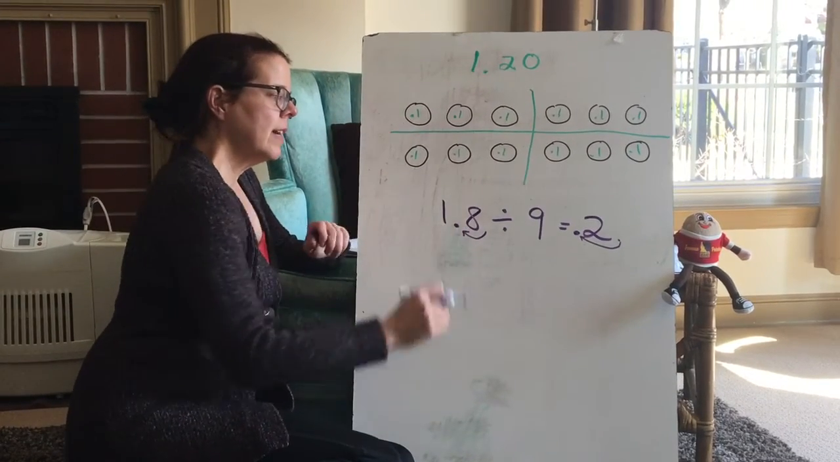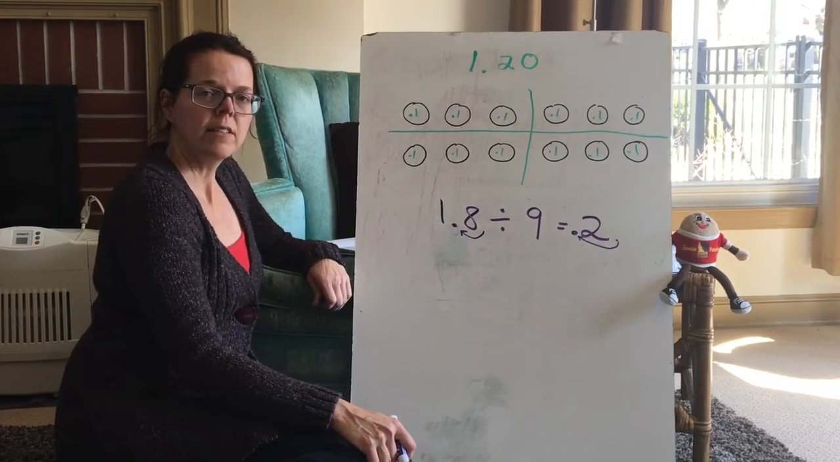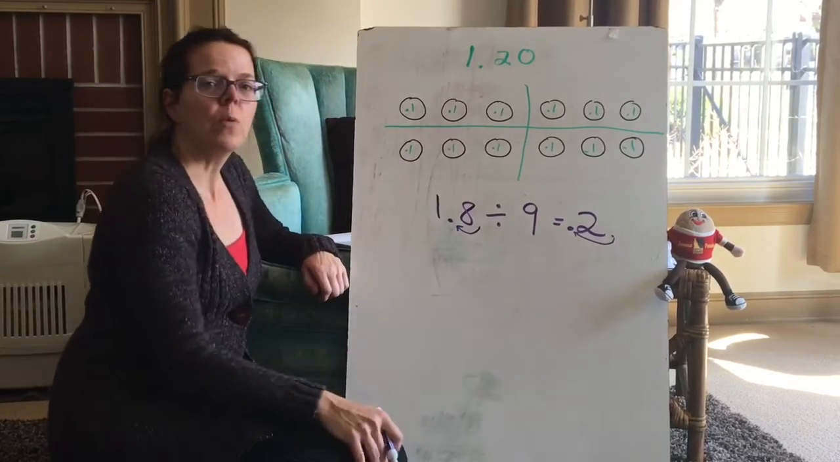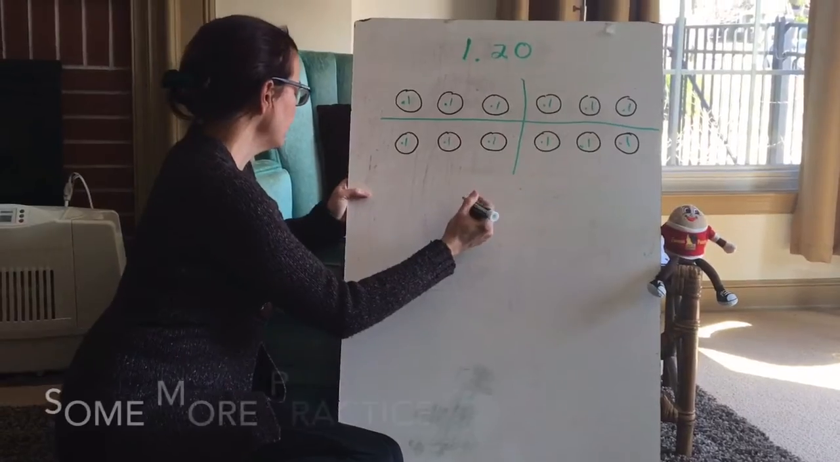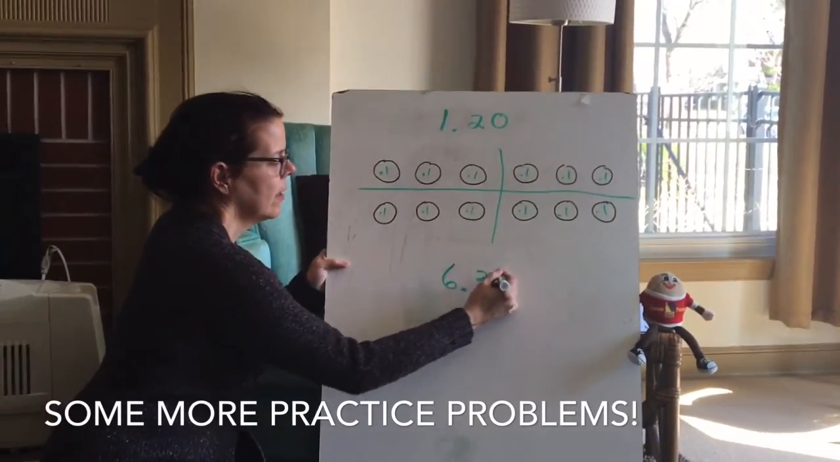So if you imagine this as money, $1.80 divided into 9 groups, each person would get 20 cents, right? So you can also think of it that way. Let's try this one.